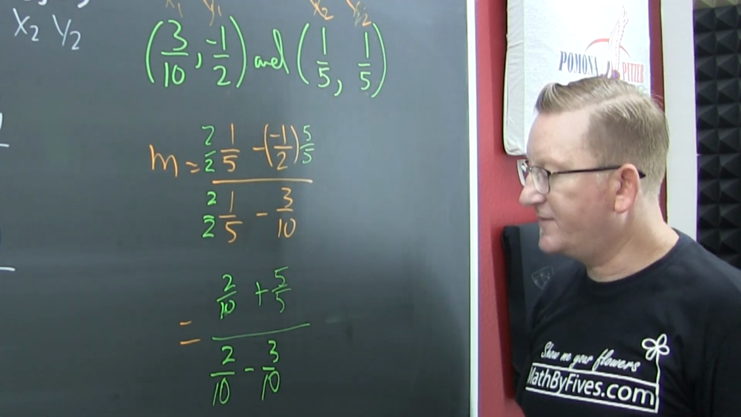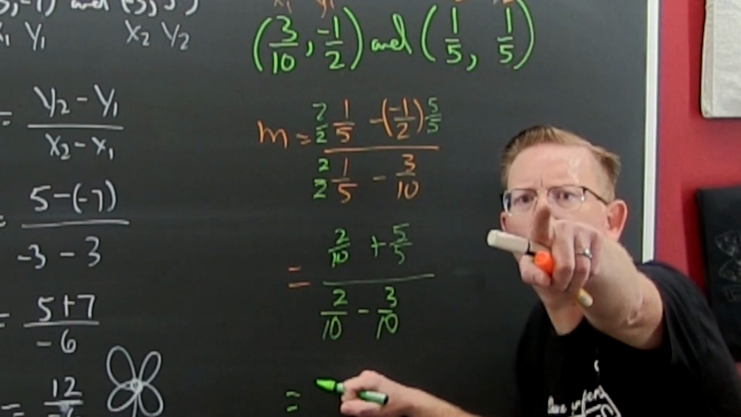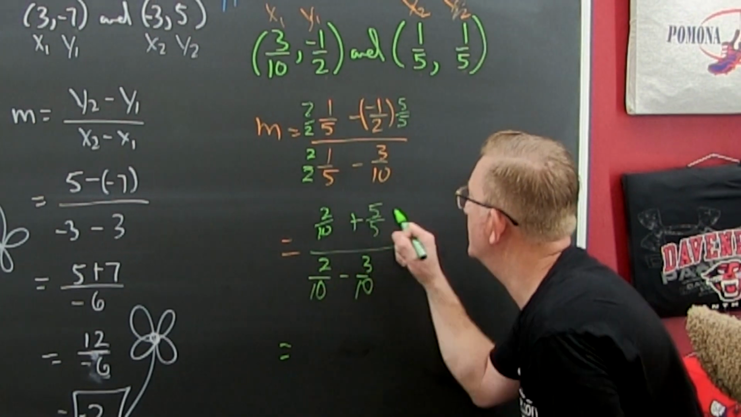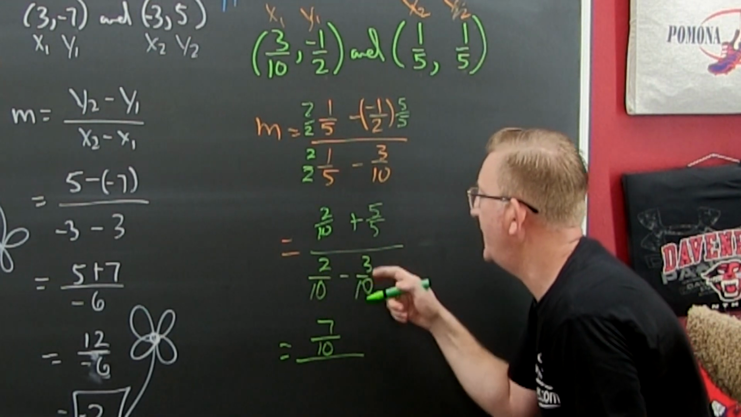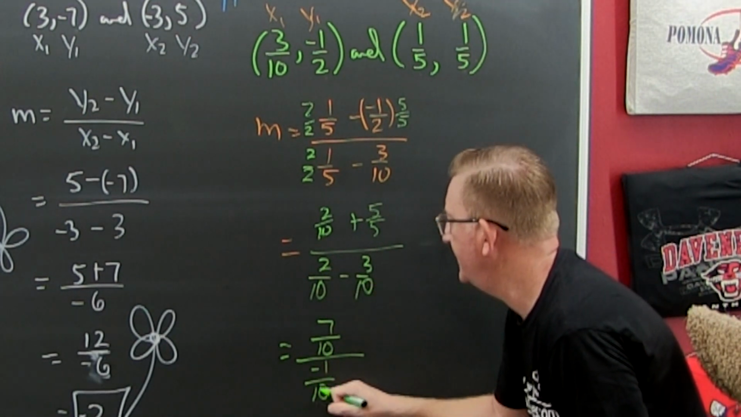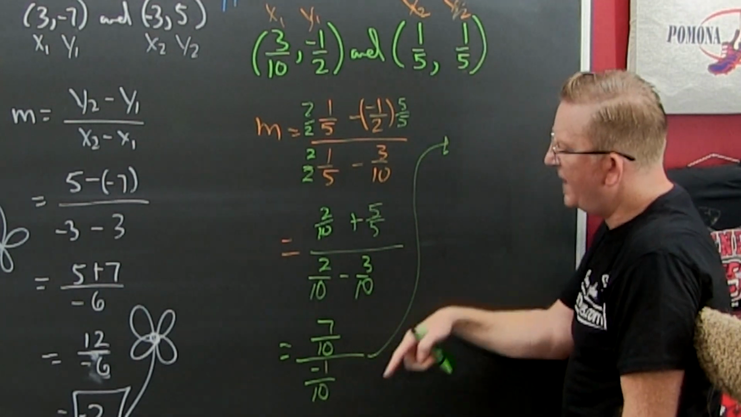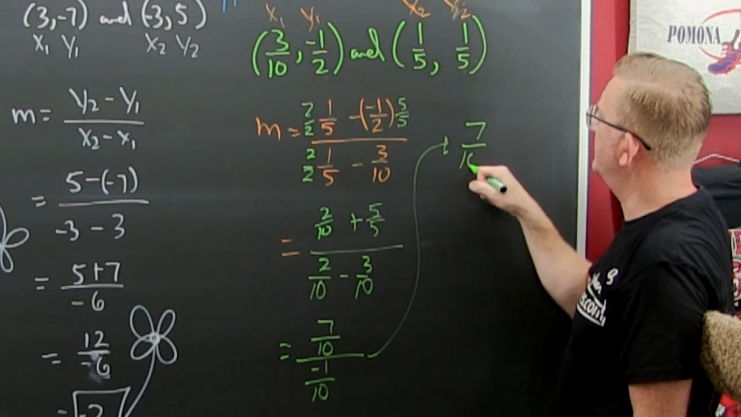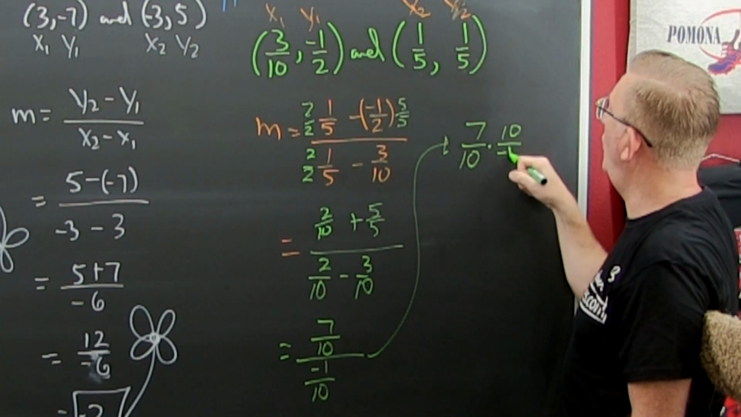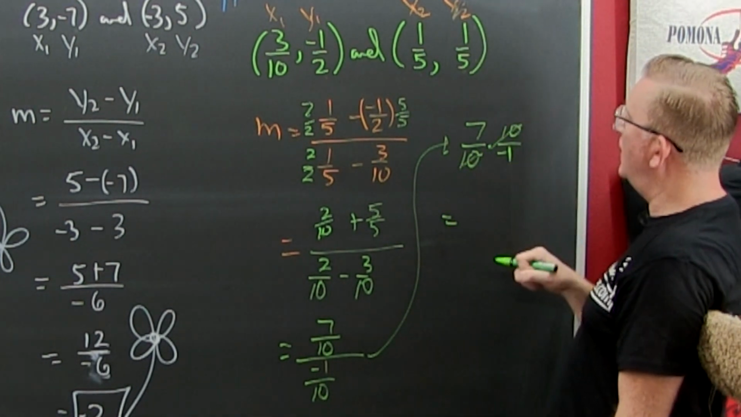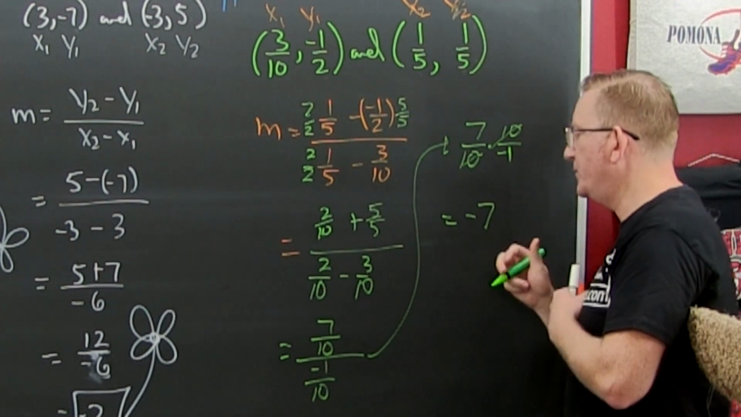Now that I've achieved a common denominator, 2 and 5 is 7/10, divided by 2 minus 3, which is minus 1/10. Some of you have heard that rhyme: dividing by a fraction is the same as multiplying by the reciprocal. So that's 7/10 times 10 over minus 1. That's 70 over minus 10, which is minus 7.